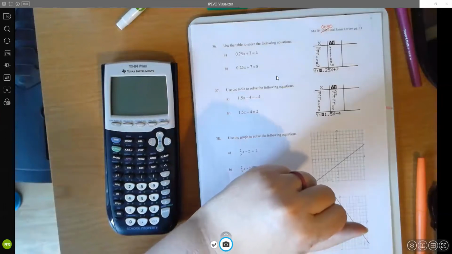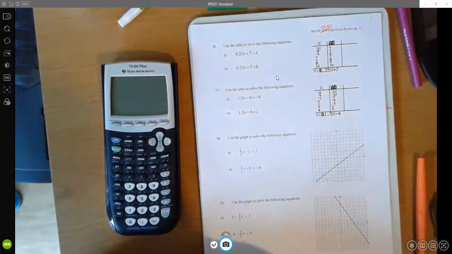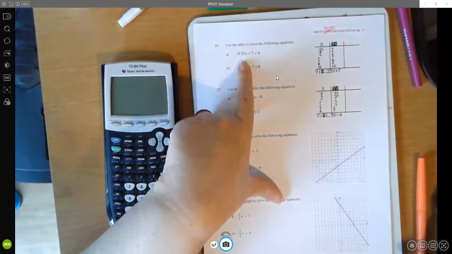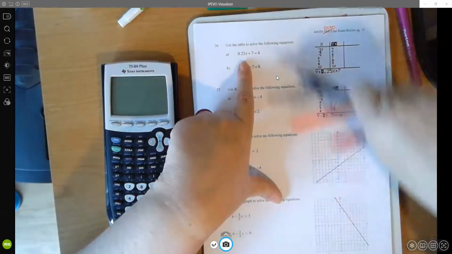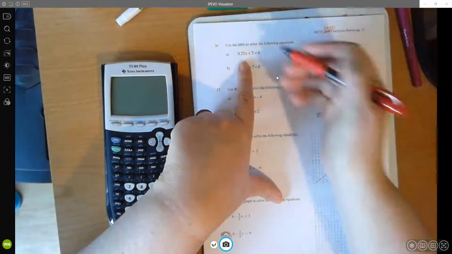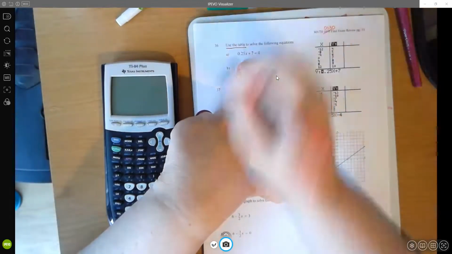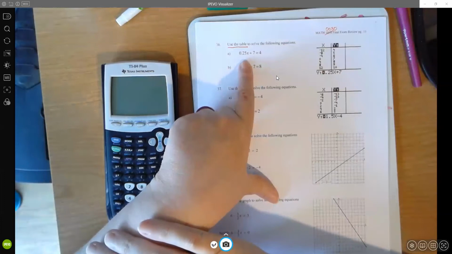And that's probably what makes these problems so hard, is that you're asked to show work, show work, show work, and then suddenly we've got 2 problems here where you don't show work. So what is it asking you to do? It's asking you to look at the table to find the answer. It says use the table. That's how you know that you only have to use the table.